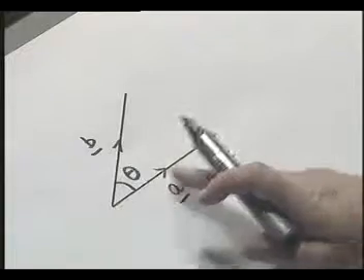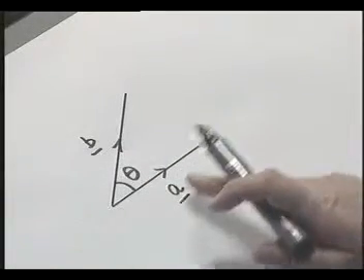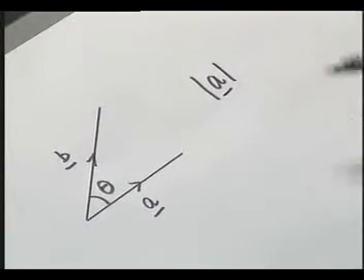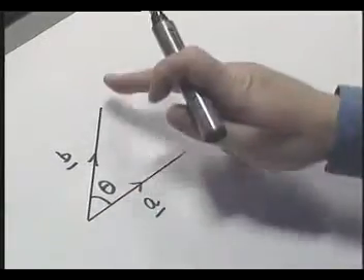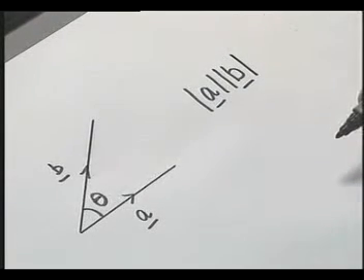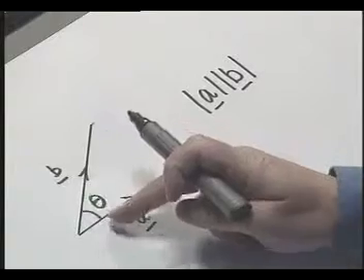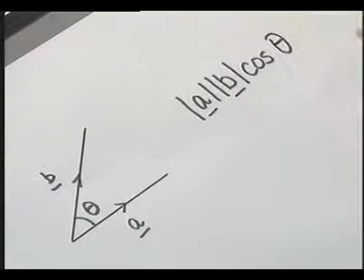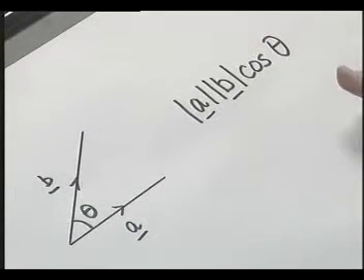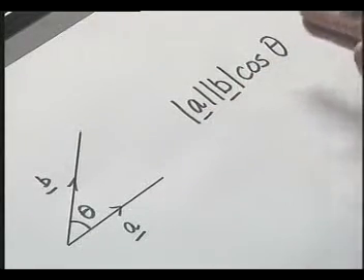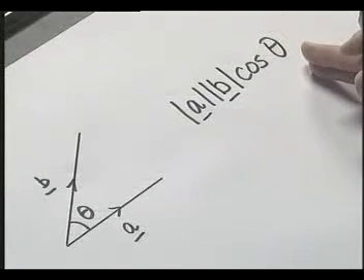Now when we calculate the scalar product, we do it like this. We find the length, or the magnitude, or the modulus of the first vector, which is the modulus of A. We multiply it by the length of the second vector, which is the modulus of B, and we multiply it by the cosine of this angle between the two vectors. We multiply it by the cosine of theta. And that's how we calculate the scalar product. The length of the first vector times the length of the second vector multiplied by the cosine of the angle in between the two vectors.